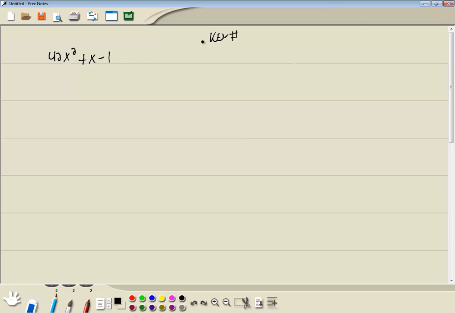of our x squared. Well, with a key number, we take the number at the beginning times the number at the end, ignoring signs. So number at the beginning times the number at the end, which gives us 42. And we're going to create our 3 columns based upon that.